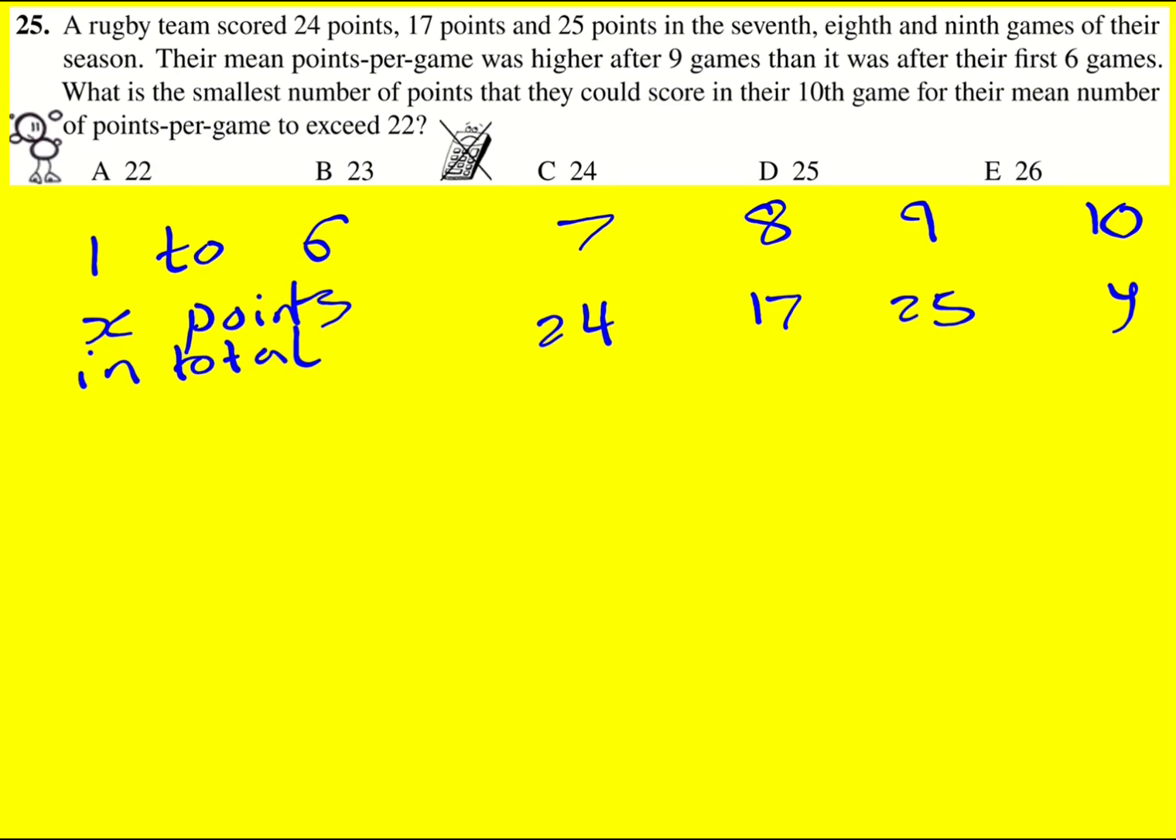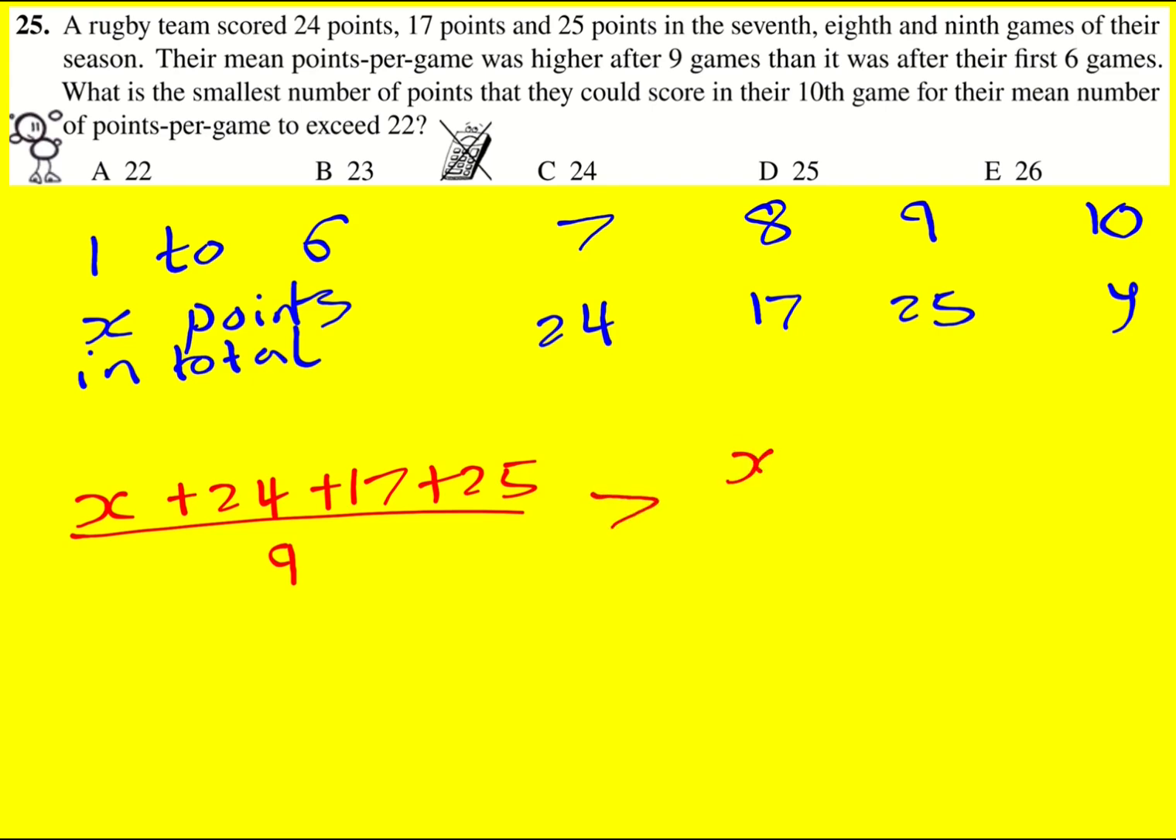Right, now the information we're given is that their mean points per game was higher after 9 games than it was after the first 6 games. So let's work out the mean after 9 games. It's going to be the sum after 6 games, then plus 24, plus 17, plus 25, and divide all of that by the total number of games, 9. And then we're told that that is higher than the mean after the first 6 games, which is x over 6. So I've created an equation, I just need to deal with that now.